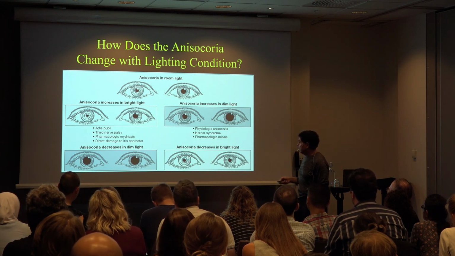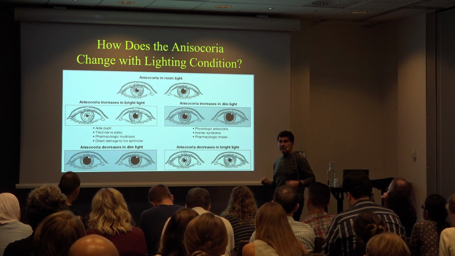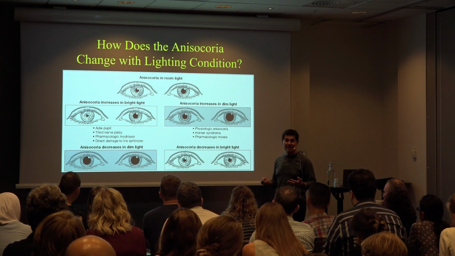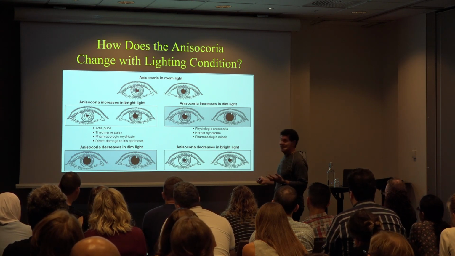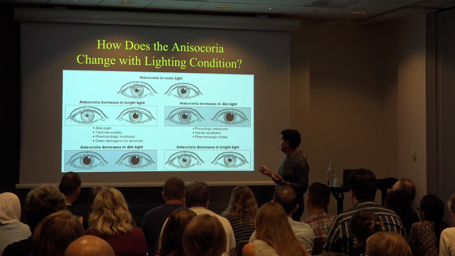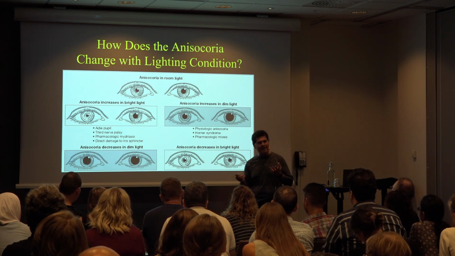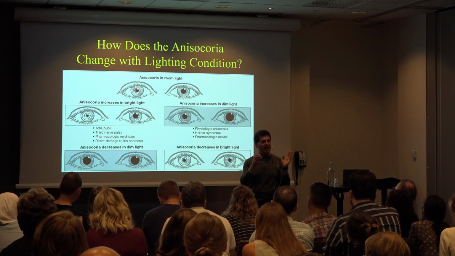Because remember, if the dilator muscle is involved and you add bright light, you're not activating the dilator muscle, only the sphincter muscle. So any dilator weakness is going to be de-emphasized, and you won't see much of a difference. But you will see a difference in dimmer light, when you are activating the dilator muscle. So think about the conditions of lighting and what they're doing to the parasympathetic versus the sympathetic side.